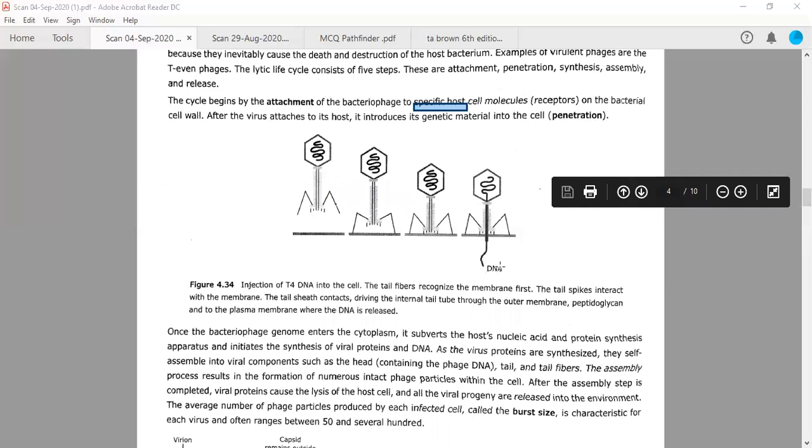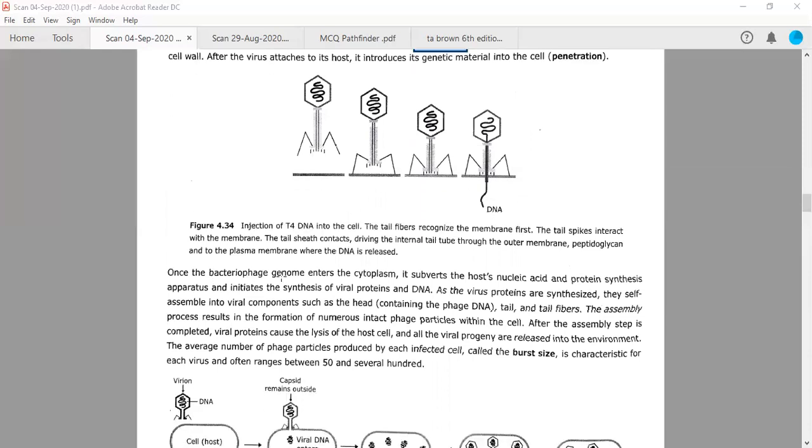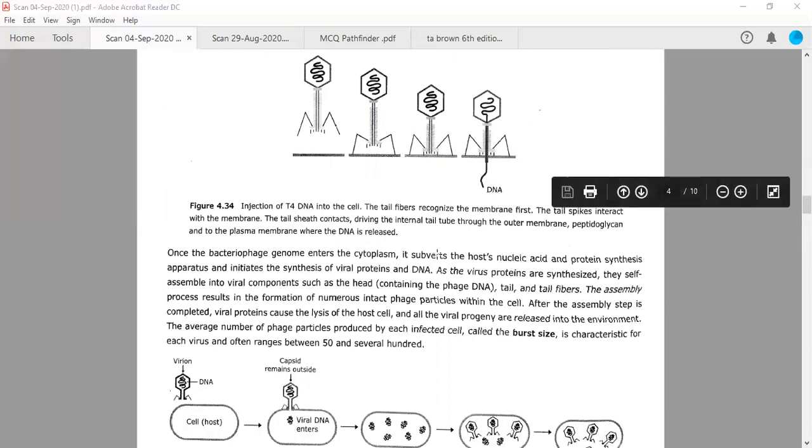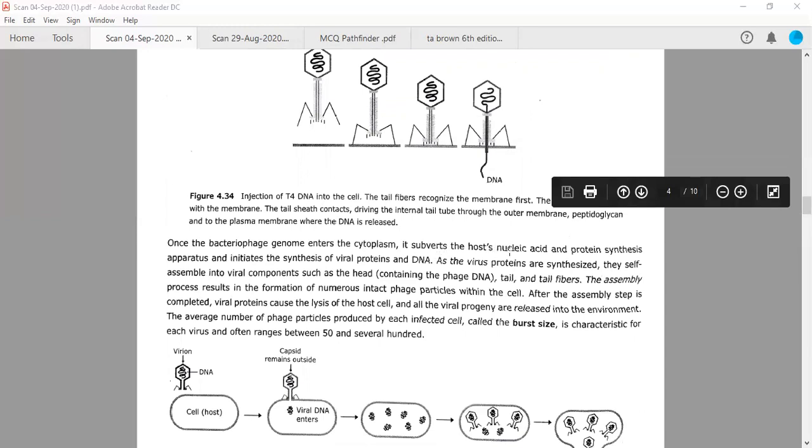After penetrating, it will release its genome into the bacterial cell cytoplasm. When the bacteriophage genome enters the cytoplasm, it subverts the host nucleic acid and protein synthesis apparatus. So it will take over the host machinery of synthesizing proteins and nucleic acids, and will initiate the synthesis of viral proteins and DNA. It will start replicating the viral DNA and start making the protein from the mRNA.